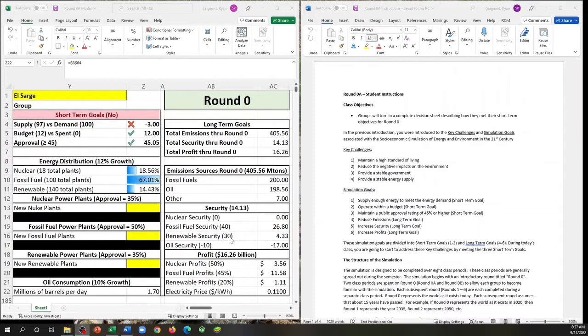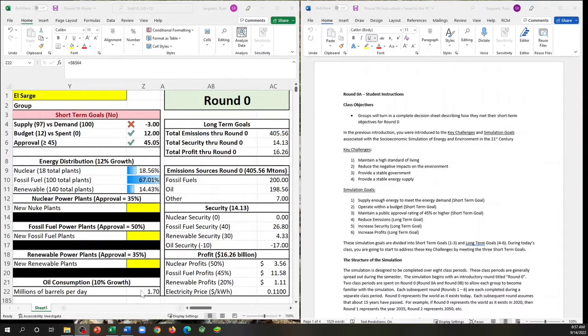Oil security is a -10, and this is actually based on when I built this simulation prior to the shale revolution, when the United States was importing all of its oil. I'm going to leave that number alone for the time being, so you're going to have to work with it. But oil security of -10 means that oil is significantly hurting your security score.